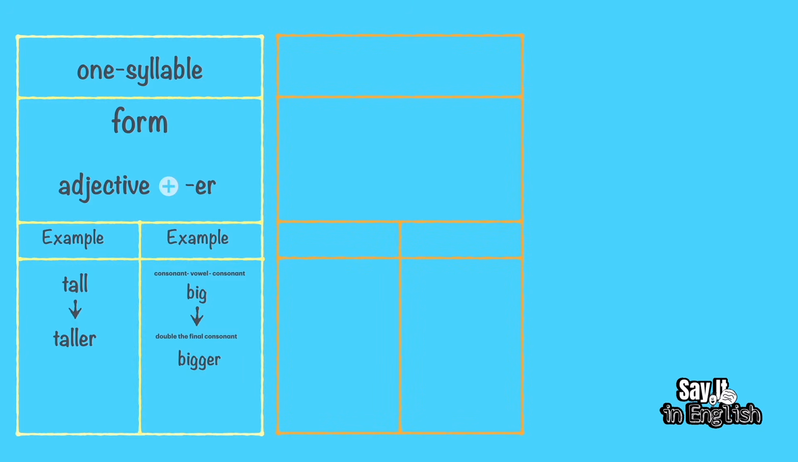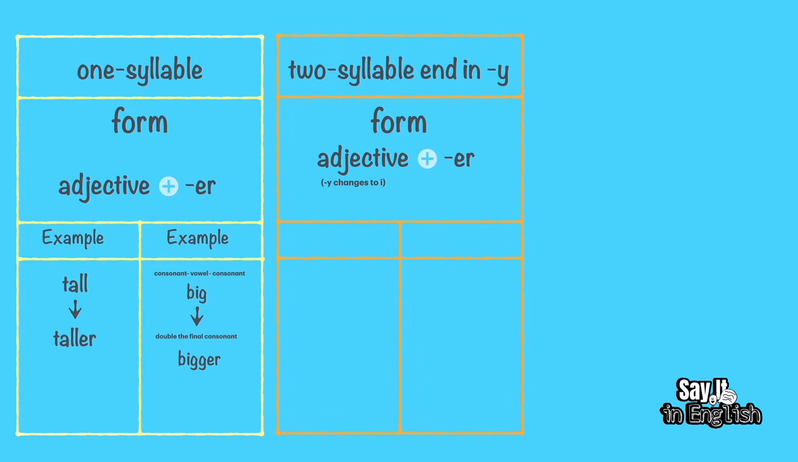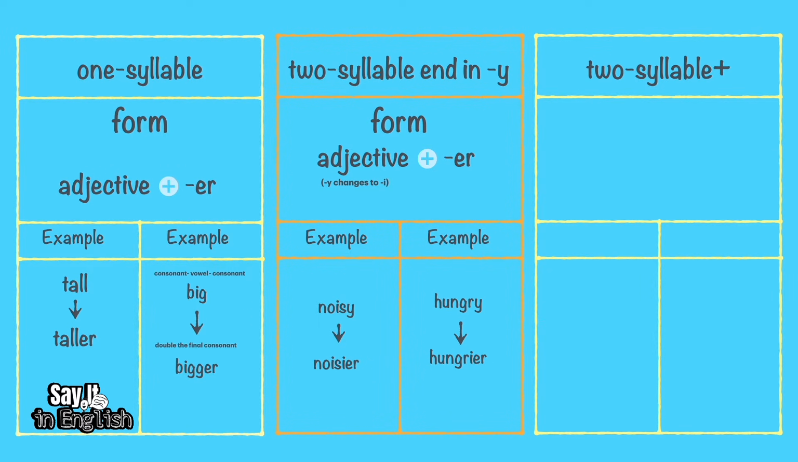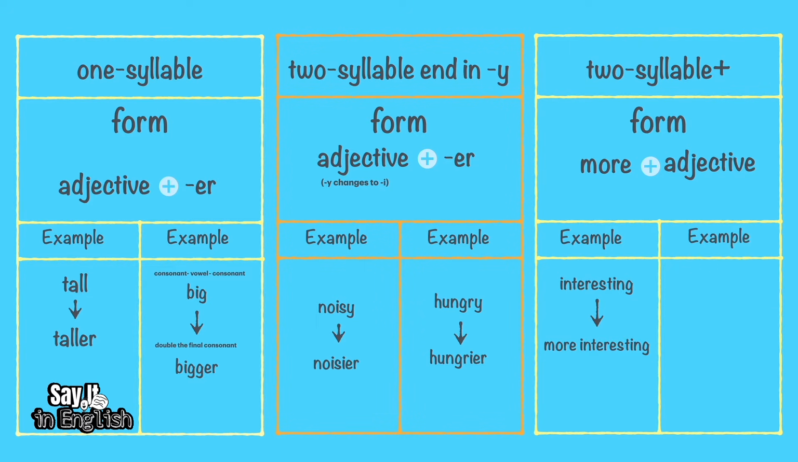For adjectives that have two syllables and end in y, we change the y to i. Then we add er. For example, noisy becomes noisier. Hungry becomes hungrier. For adjectives that are two syllables or more, except those ending in y, we add the word more before the adjective. For example, interesting becomes more interesting. Expensive becomes more expensive.